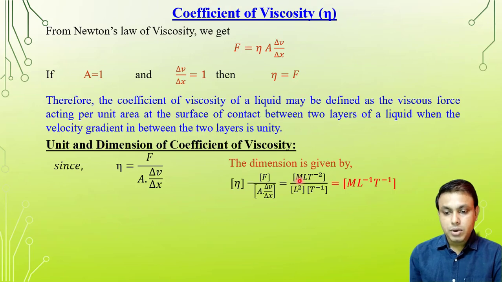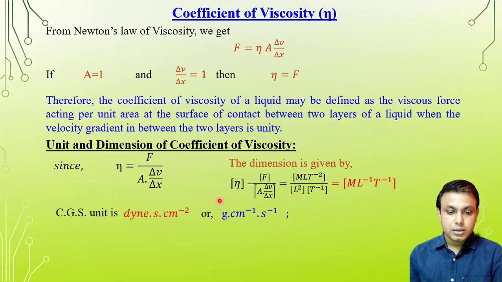That means MLT to the power minus 2 divided by M L square, and dv/dx has already been shown in the previous page: it is T inverse. So the dimension becomes M L to the power minus 1 T to the power minus 1. Hence the CGS unit is given by dyne second per centimeter square. This is obtained from this relation, you see.